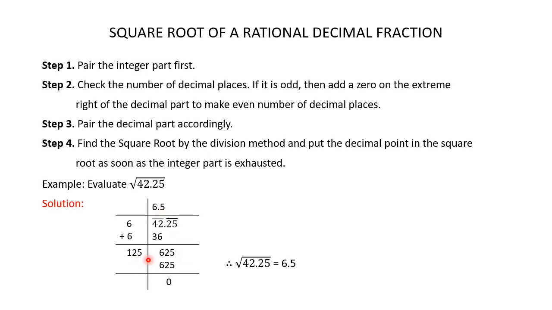So you have to write 5 next to 12 and 5 in the quotient place. So 125 multiplied by 5 will be 625. And 625 minus 625 is 0. So finally you got the answer as 6.5. So square root of 42.25 is 6.5.